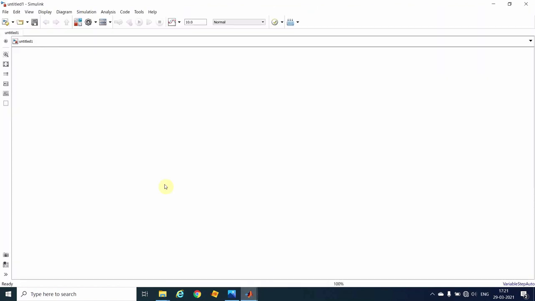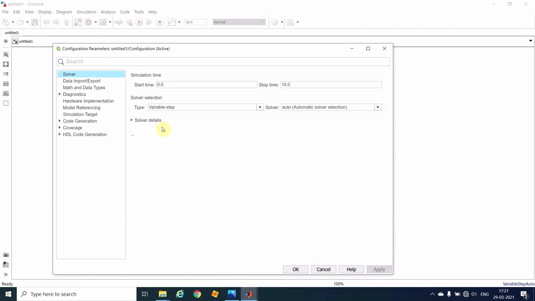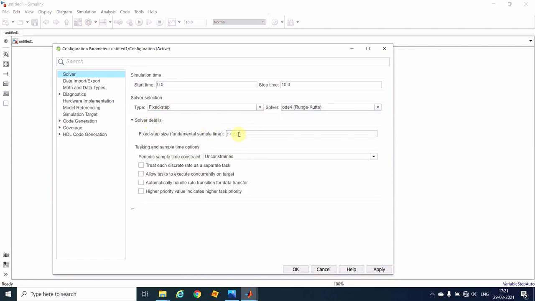So I opened a Simulink window, and it is very important to tell you all that this solver setting is very important, so carefully watch this. Here I will use fixed step, the solver is Runge-Kutta, and the step size I will use is 10e⁻⁶, and all four blocks will be unchecked. If you use a solver setting other than this, you will not get the desired output, so please be careful, and don't make any mistakes while setting this solver setting.